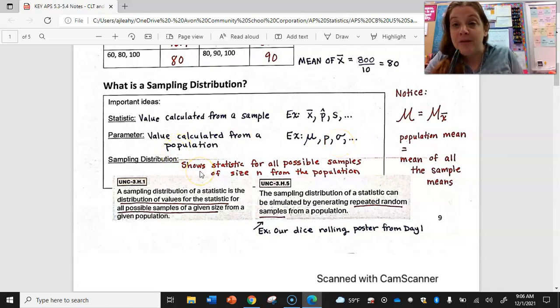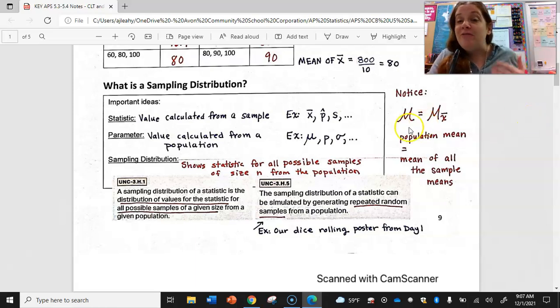What happens in a sampling distribution is that it shows the statistic for all possible samples of size n from that population. So a sampling distribution for a statistic is all the possible values of the statistic. Like if you were to take every possible sample, calculate that statistic, and plot it over and over again, much like we did for the Beyonce sampling problem in class. A statistic can be simulated by actually taking samples, like we did with our dice the other day or with the Beyonce problem.